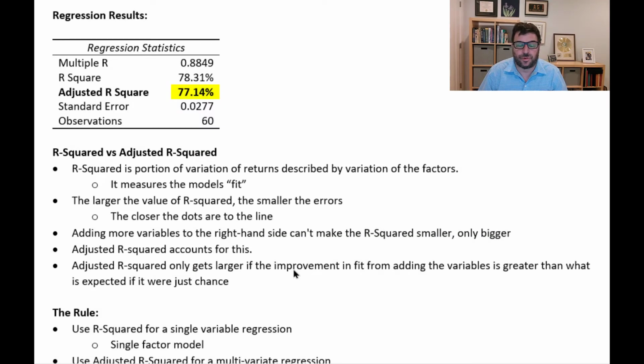Let's review the regression results here in the notes. So the first thing I have is the top table. I have the regression statistics. I have the adjusted R squared. Remember, R squared versus adjusted R squared, and this is again for the multivariate regression.